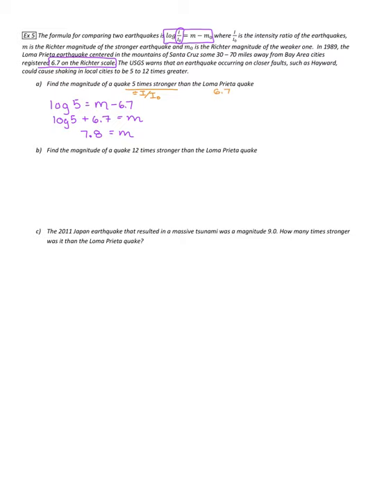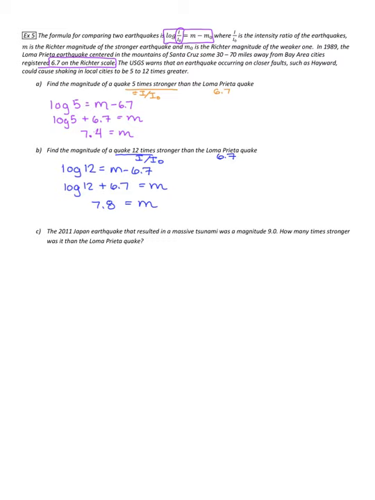So what if it was a quake that was 12 times stronger? Well, you would do the same thing. So now the I over I naught is going to be 12 equals M minus Loma Prieta, which was 6.7. So log 12 plus 6.7, that's that new magnitude. And that, oh, sorry, I made a mistake up here because I'm trying to not have this video take too long. This was 7.4. This one is going to be 7.8. Sorry for that mistake.